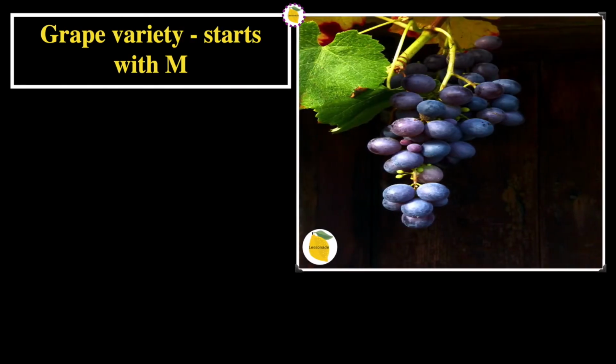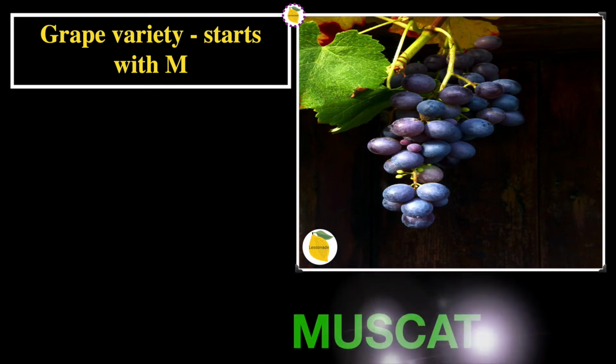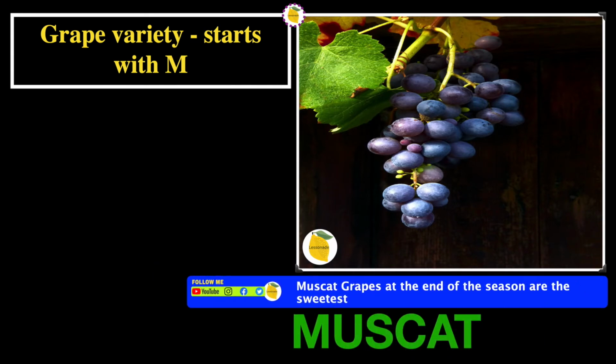Grape variety starts with M. In this picture, we can see a type of grapes. So the word is going to be muscat. The sentence for this word is: muscat grapes at the end of the season are the sweetest. Now let's go on to the next one.